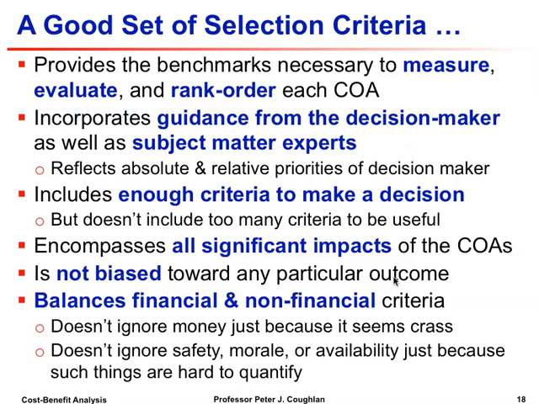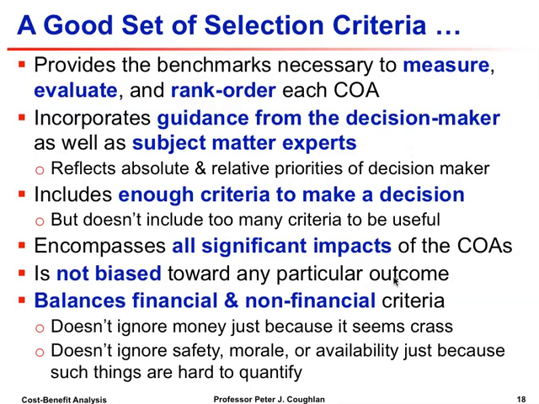It's important that it can encompass all significant impacts of the course of action. So think about all of the benefits and all of the costs, everything negative and positive that will happen as a result of each course of action, and make sure those are all accounted for in your selection criteria. If it's something small and insignificant, maybe not, but if it's a significant impact, pro or con, it should be included somewhere in your selection criteria.